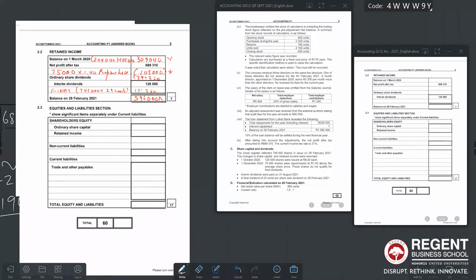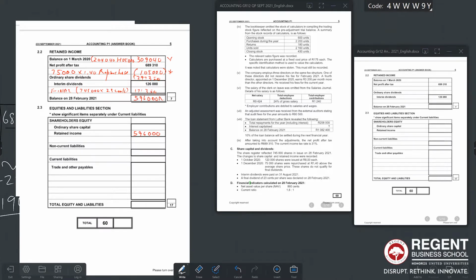Okay, right, now let's move on. Take your final balance from your retained income note, the 596,000. Go to the equities and liabilities section of the balance sheet. Shareholders' equity. You've got ordinary share capital. On the next line, I've got retained income. I'm going to take my figure, the 596,000, and transfer it here to my equities and liabilities. That's my shareholders' equity. Go slot it in over there by retained income. And the trade and other payables, you've got all the other entries that I told you.